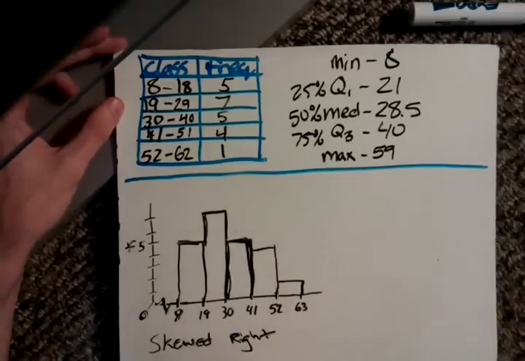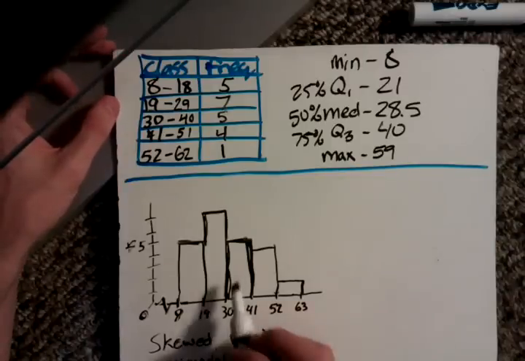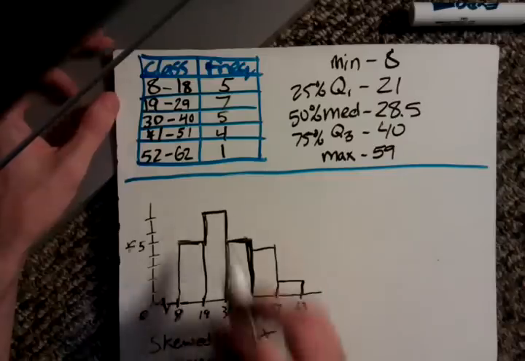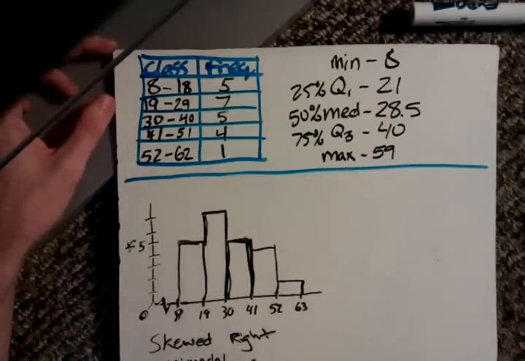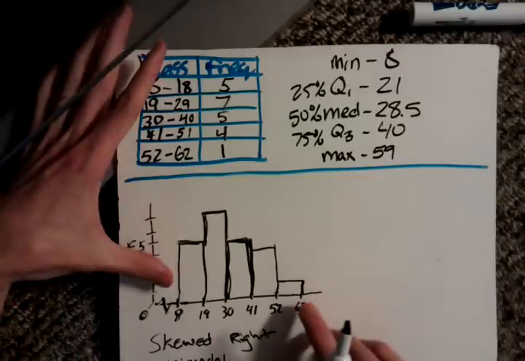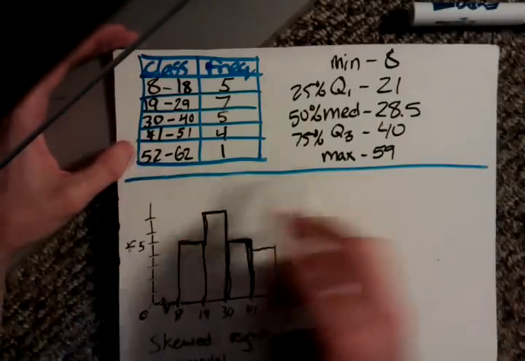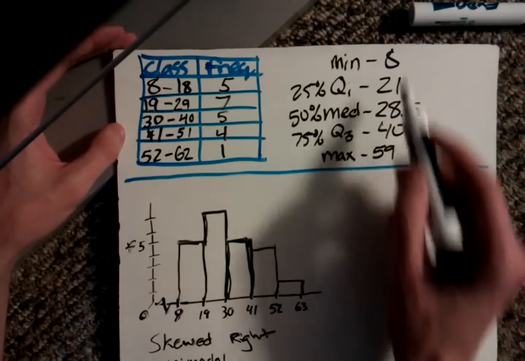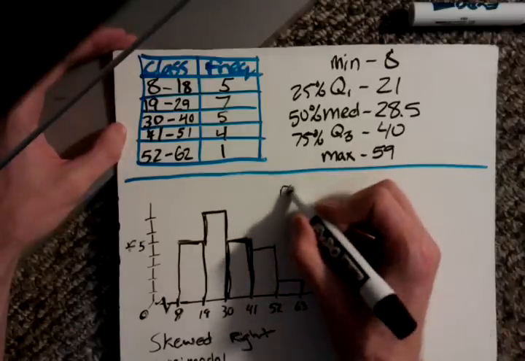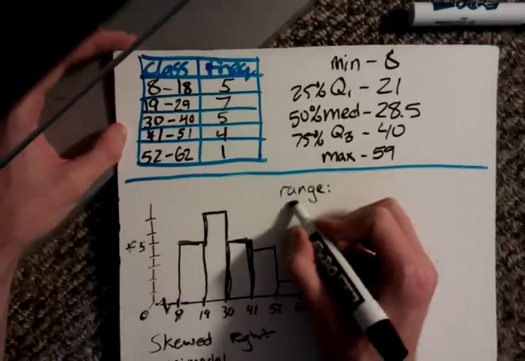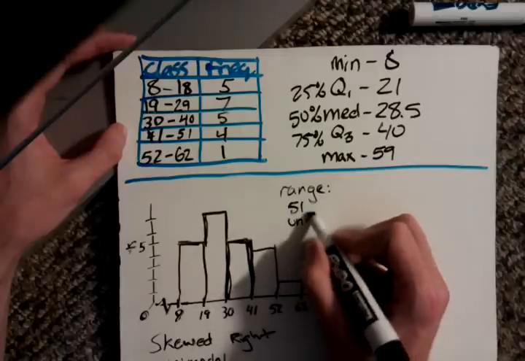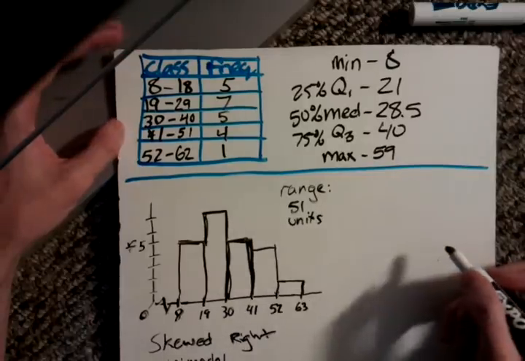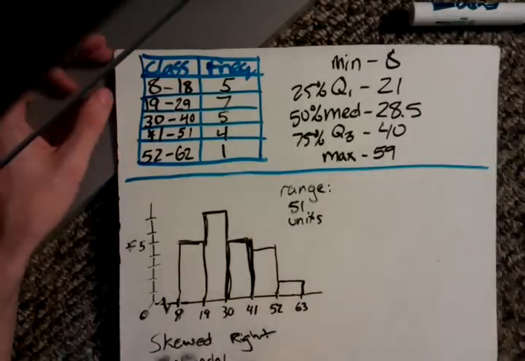The shape here is unimodal and skewed to the right. For our center, we might want to use either the median or the mean. Either one should be okay. It doesn't have any outliers. And the spread, the range of our data, goes between 59 and 8. So the range would be 51 units. We'll talk about some other ways to measure spread tomorrow. So there's our histogram. We talked about it a little bit.